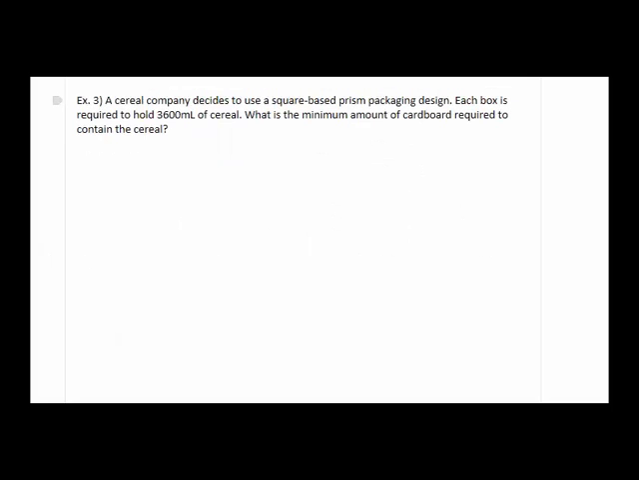The final example here is an application. So example 3, a cereal company decides to use a square-based prism packaging design. Each box is required to hold 3,600 milliliters of cereal. What is the minimum amount of cardboard required to contain the cereal? So they're essentially asking us what the minimum amount of surface area is to contain the cereal. First things first, this is in milliliters, so let's convert it to centimeters. So we know that 1 milliliter is equal to 1 centimeter cubed. Therefore, 3,600 milliliters is going to be equal to 3,600 centimeters cubed.